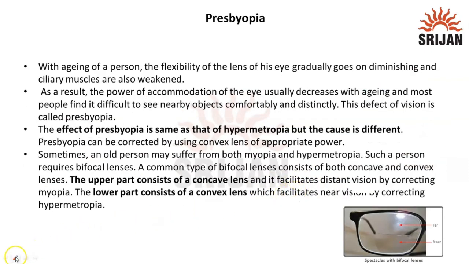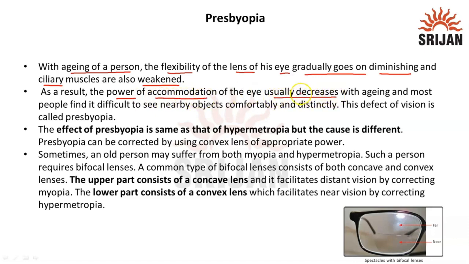Last one is presbyopia. This is actually similar to hypermetropia but with a slight difference. Let's see what that difference is. With the aging of a person, the flexibility of the lens of the eye gradually goes on diminishing, because the ciliary muscles are also weakened. As a result, the power of accommodation of the eye usually decreases.